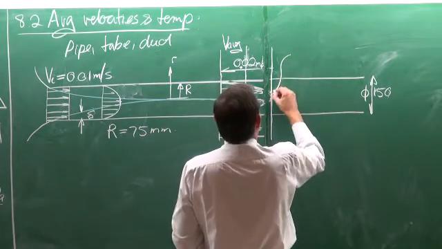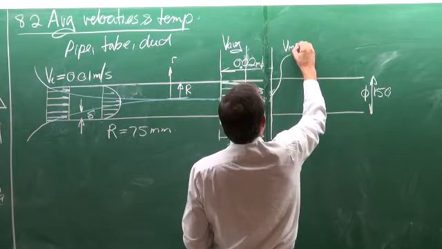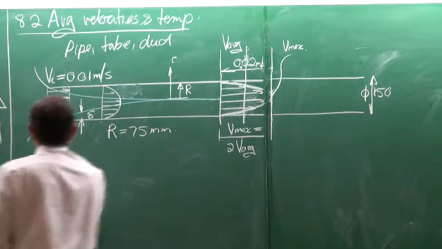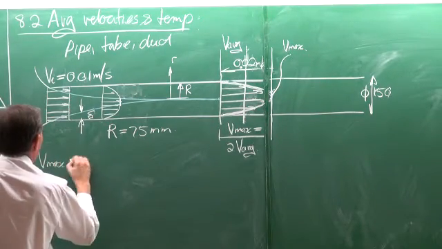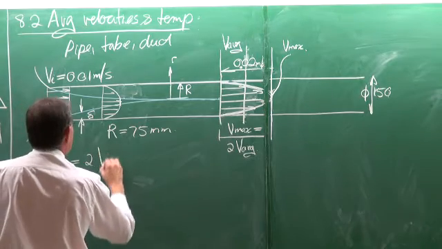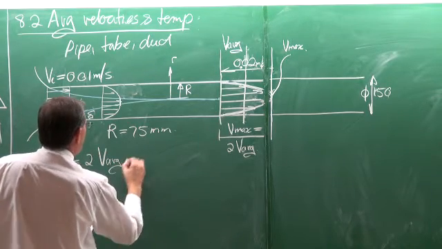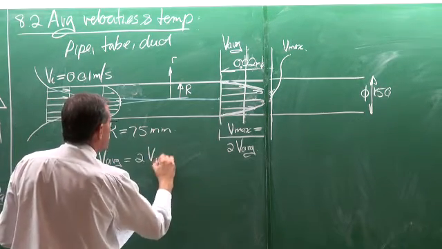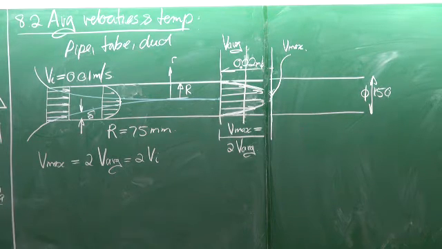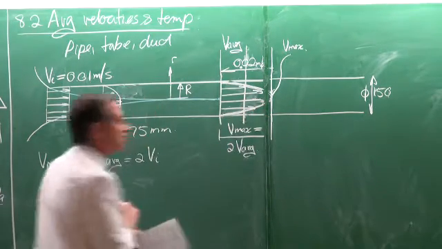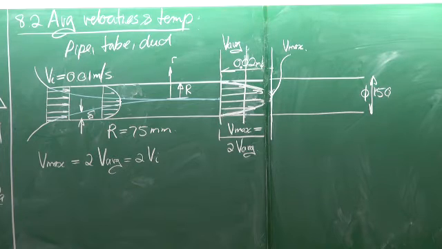So Vmax, that velocity there, will be equal to 2 times V average, which is equal to 2 times the inlet velocity. Okay. So this average velocity is not going to change. It stays a constant. But the maximum and this profile is going to change to something like that.